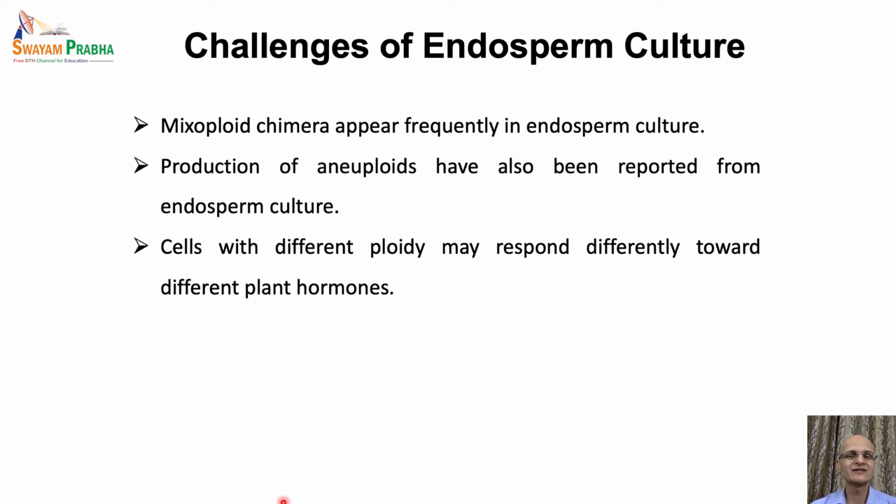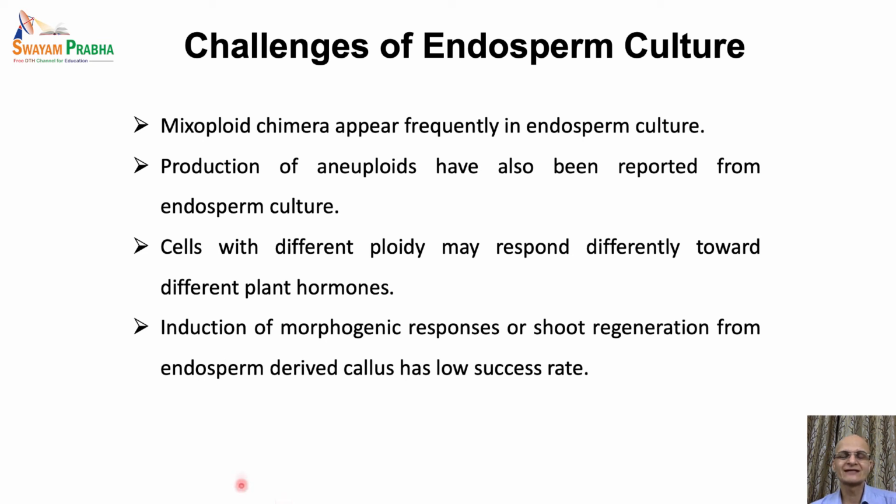It has been observed that induction of callus proliferation from the endosperm tissue is comparatively easier and has been achieved for several plant species. However, it is the induction of morphogenetic responses, or shoot regeneration from the callus, that has a very low success rate. In fact, for several plants only callusing has been achieved, and the percentage of plants where plantlets were regenerated successfully is very, very low.